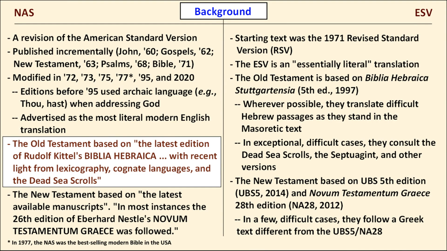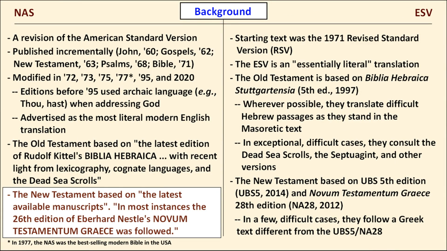The NAS Old Testament is based on an earlier edition of Biblia Hebraica, and its New Testament is based on the 26th edition of the Nestle-Aland Greek text. The 26th edition is only slightly different from the latest edition, the 28th, on which the ESV New Testament is based. I'll refer to those editions as NA26 and NA28 in this video. We'll see later that the NAS New Testament actually appears closer to the 19th century Greek New Testament edition of Westcott and Hort than to NA26, based on my own admittedly limited examination.